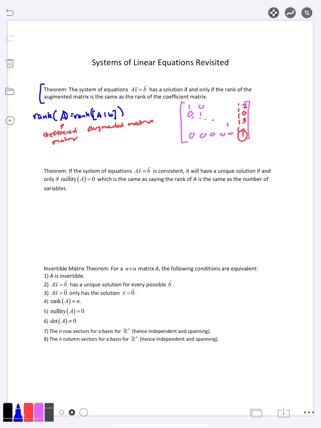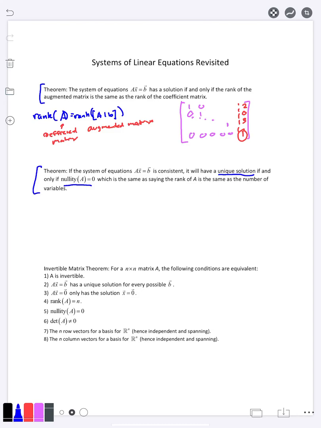Okay, next theorem up here, another one useful to understand what's going on with systems of linear equations. It says that if you have a consistent system, which means you have at least one solution, then you're guaranteed that you are going to have a unique solution if and only if the nullity is 0. So the nullity is how many free variables you had.